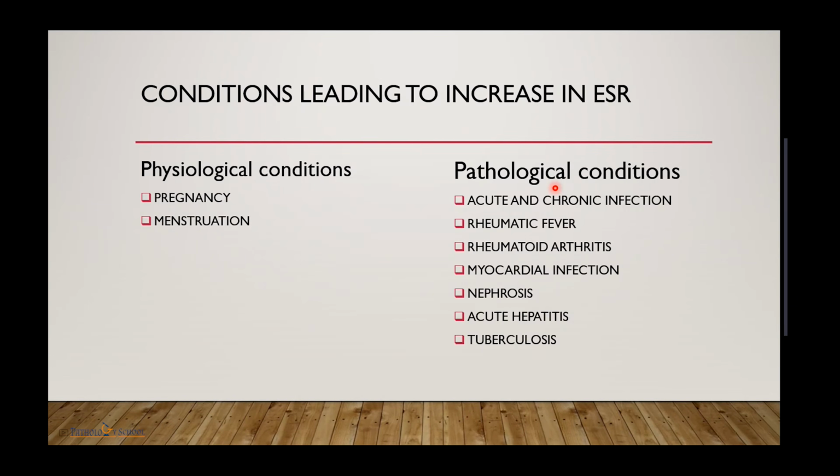Certain conditions lead to an increase in ESR. Physiological conditions like pregnancy and menstruation cause an increase in ESR because in pregnancy it causes hemodilution. So basically the plasma level increases, and so ESR increases. While in pathological conditions like acute and chronic infection, rheumatic fever, rheumatoid arthritis, myocardial infarction, nephrosis, acute hepatitis, and tuberculosis, there's an increase in acute phase reactants, and ESR is a measurement of acute phase reactants, so hence it increases ESR.